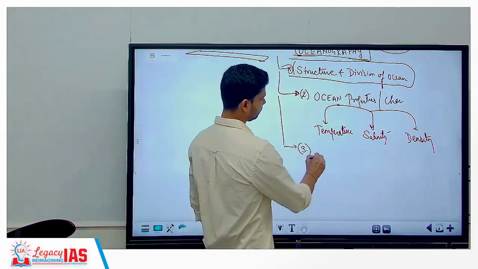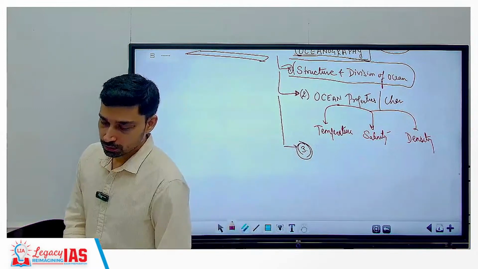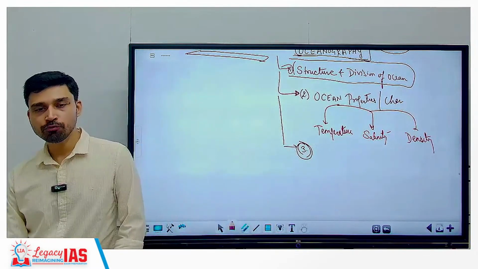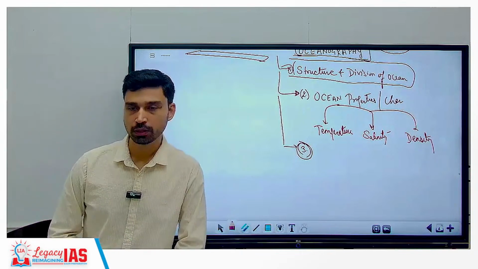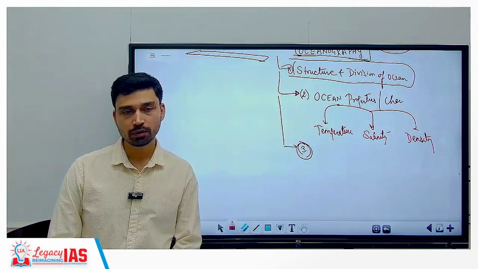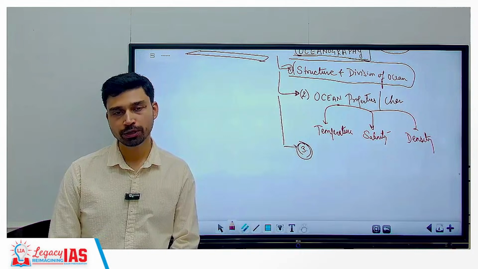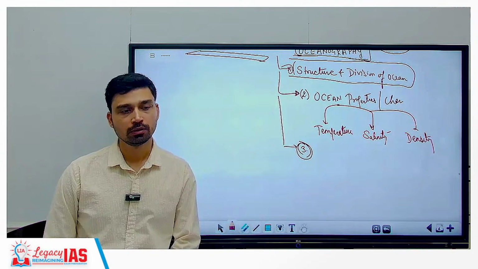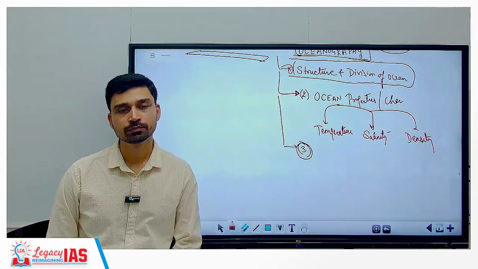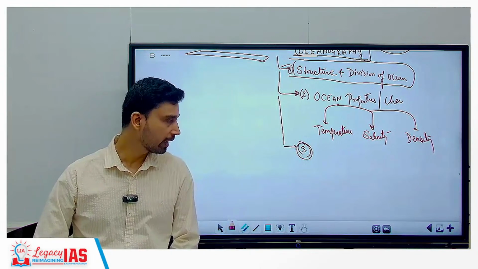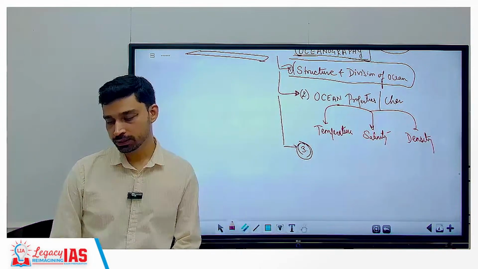Third, the ocean is made up of water. So does this water remain stagnant or keep moving? What do you think? Ocean water, is it moving or stationary? Moving. Okay, so where does it move? Tides. Tide is an example of what? Movement. Okay, so tides, that is a very good answer.